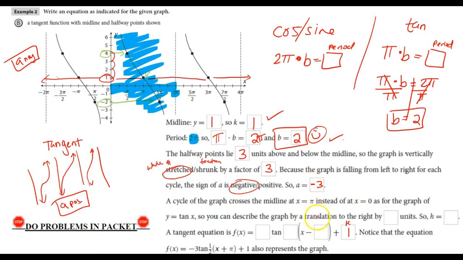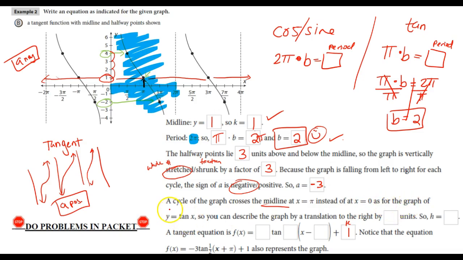All right, so we're almost done. We're almost there, guys. I promise. All right, the next thing they're asking you to do is a cycle of a graph crosses the midline at x equals pi instead of x equals 0. So you'll notice the midline, right? There's the middle. That's what they mean by midline. Crosses at an x value of pi instead of 0, because that's what it usually does on a regular tangent graph.